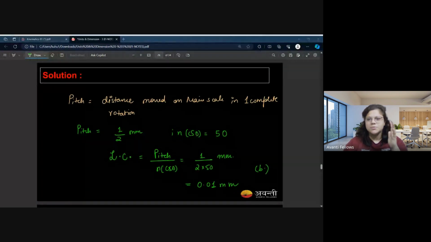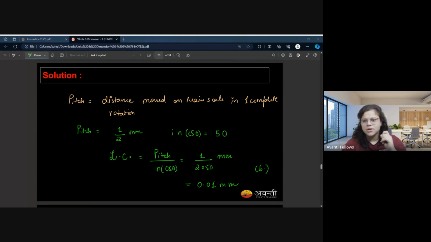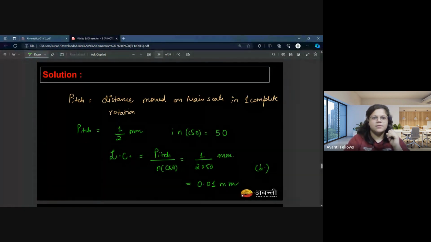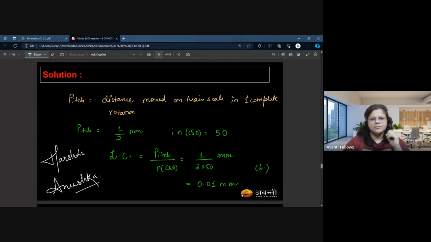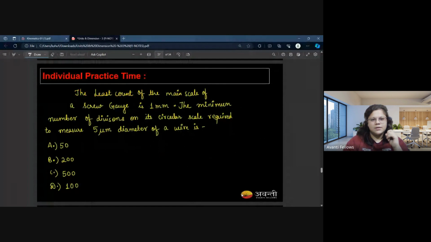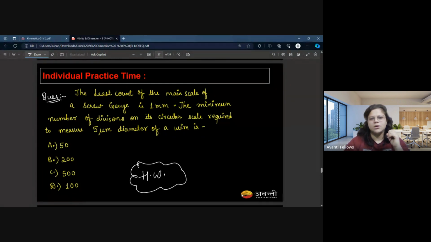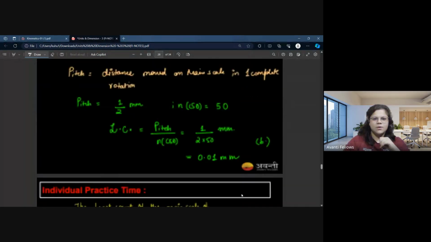Can they give me a thumbs up, or they can raise their hand? Okay, Harshita and Anushka. See, I have data also, na? So don't worry. It's Harshita and Anushka, right? Very good. So let's take this question as your homework question. Okay. Take the screenshot. Otherwise, I will upload it on the link. Okay. That's it.